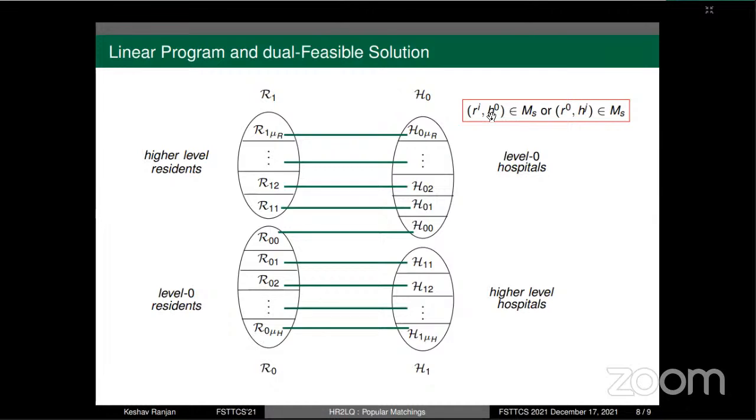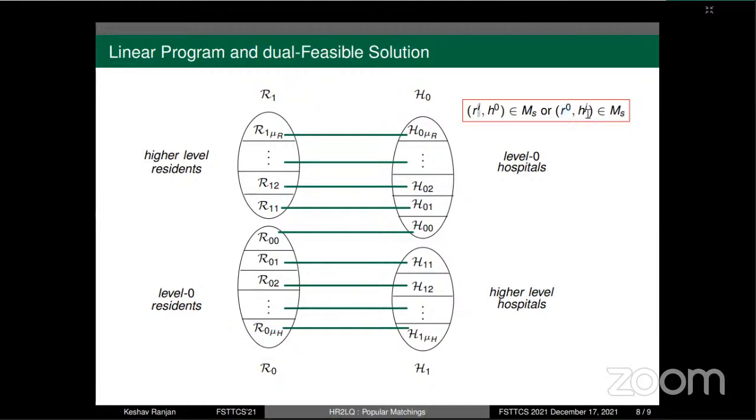Recall, if none of the endpoints of an edge in MS is a dummy vertex, then one of the endpoints must be a level 0 copy. Based on this, we partition the whole vertex set into 4 major parts: level 0 hospital, higher level hospital, level 0 resident, and higher level resident. And based on the exact values of i and j, we further define this partition.